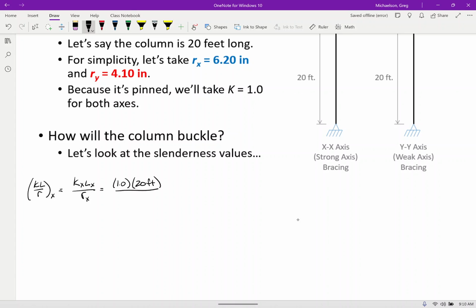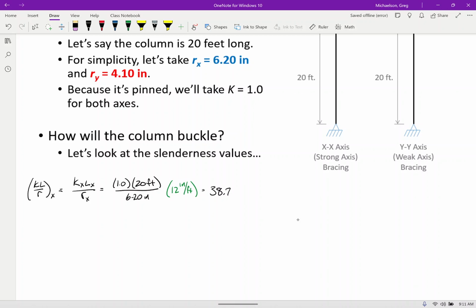Lx is 20 feet, and Rx is 6.20 inches. Does anybody see a problem with this? The units aren't consistent. We're going to take that top one and convert it to inches by multiplying by 12. So what is 1 times 20 times 12 divided by 6.2? Everybody brought their Casio fx-115ES Plus or similar scientific calculator. 38.7. We'll just do 38.7. It doesn't matter.